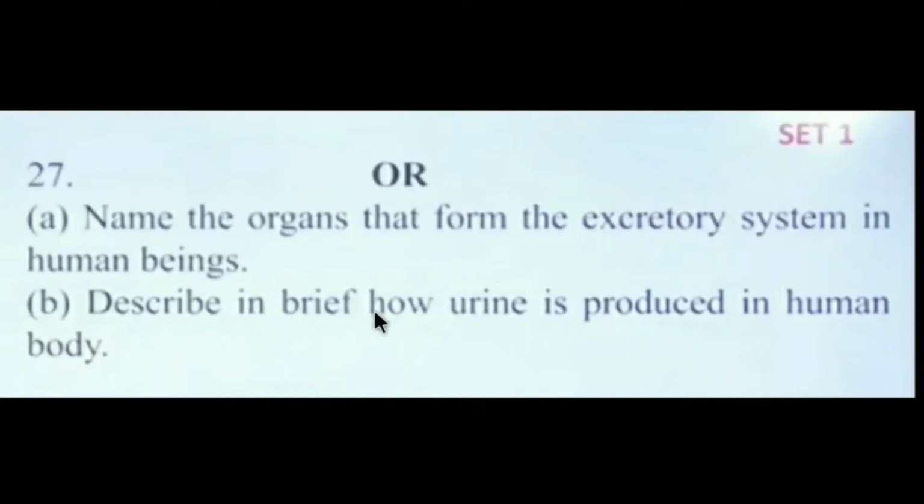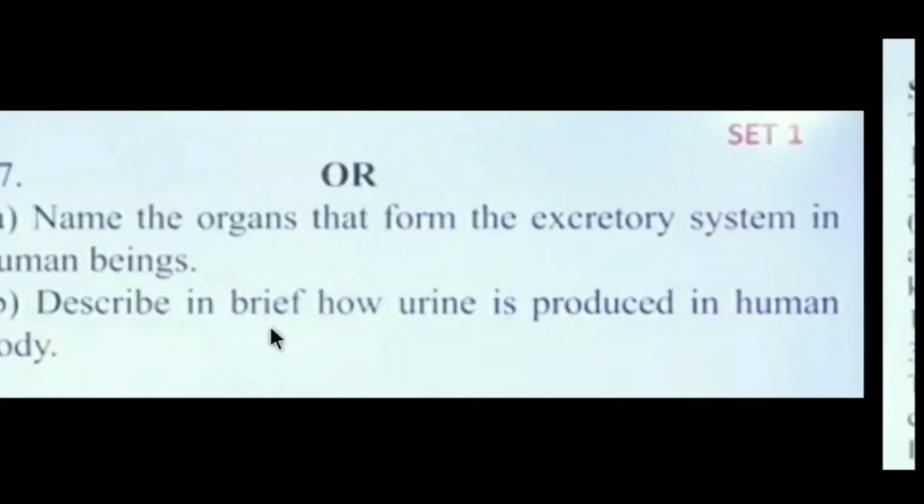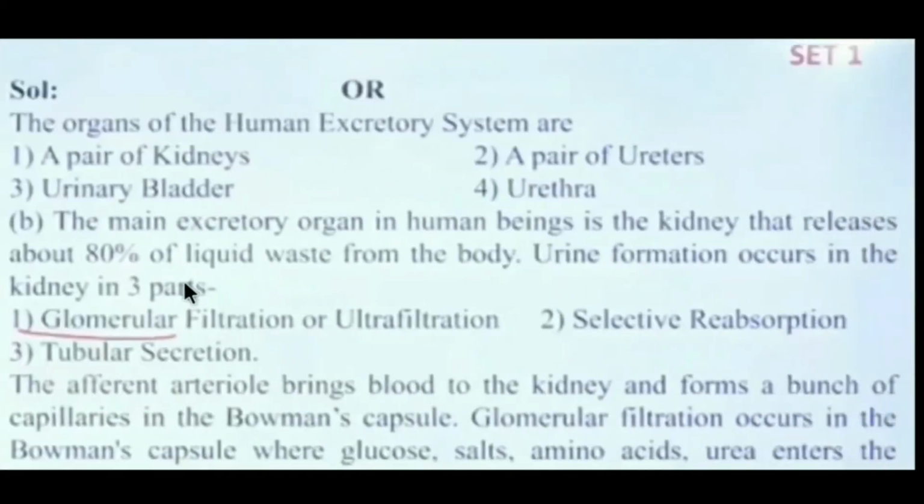Second question, describe in brief how urine is produced in human body. The main excretory organ in human beings is the kidney that releases about 80% of liquid waste from the body. Urine formation occurs in the kidney in three parts: glomerular filtration or ultrafiltration, selective reabsorption, tubular secretion.